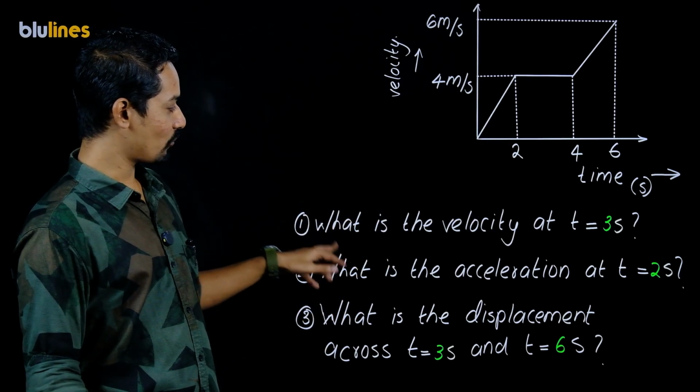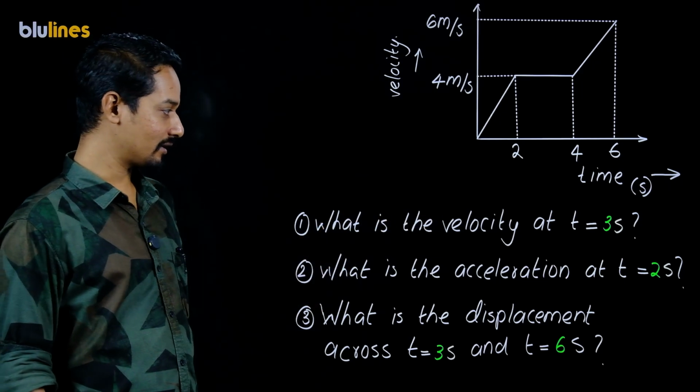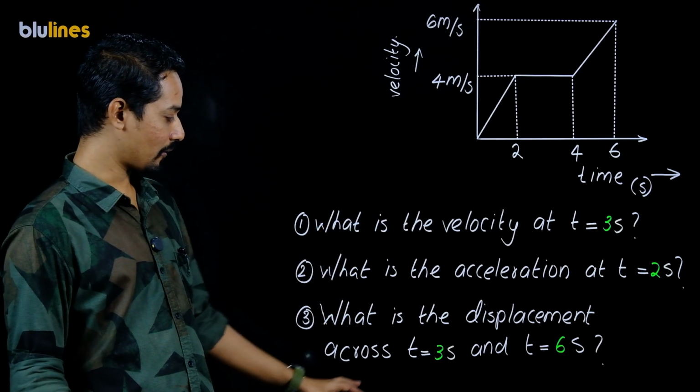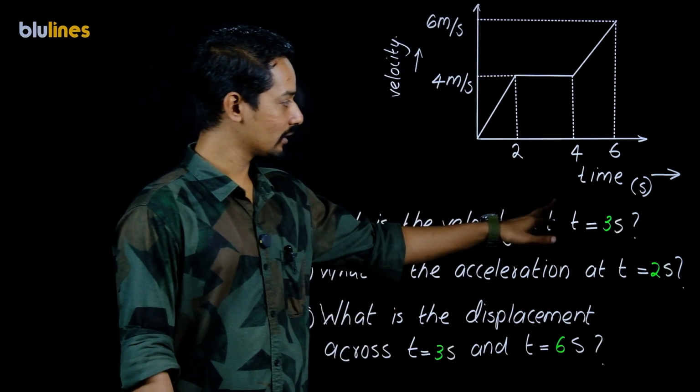So we have three questions. What is the first question? What is the velocity at t equal to 3 seconds? What is the acceleration at t equal to 2 seconds? And what is the displacement between t equal to 3 seconds and 6 seconds? Remember, t equal to 3 seconds.